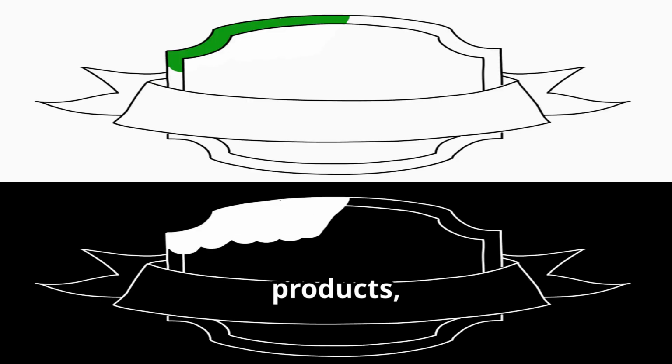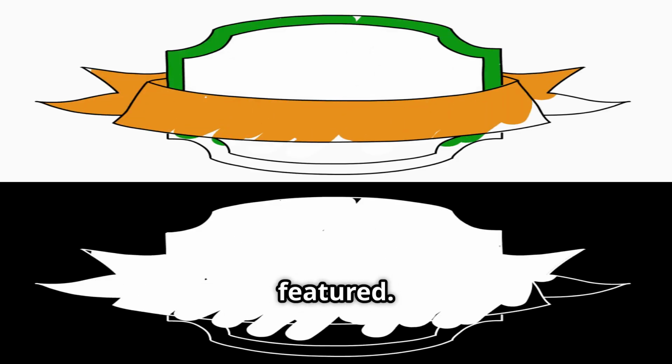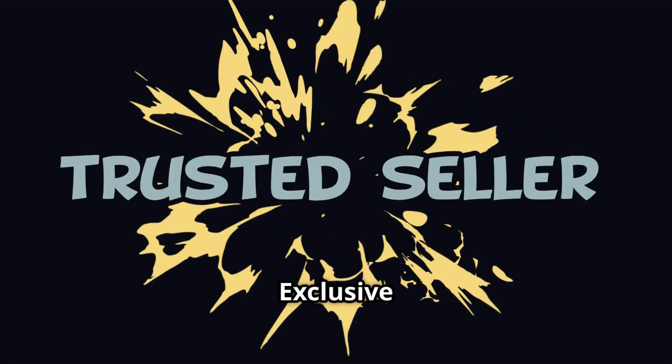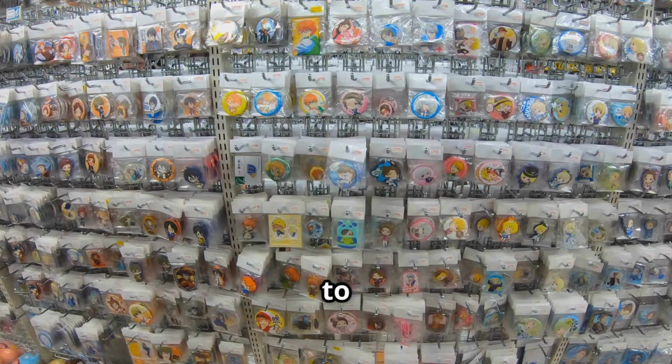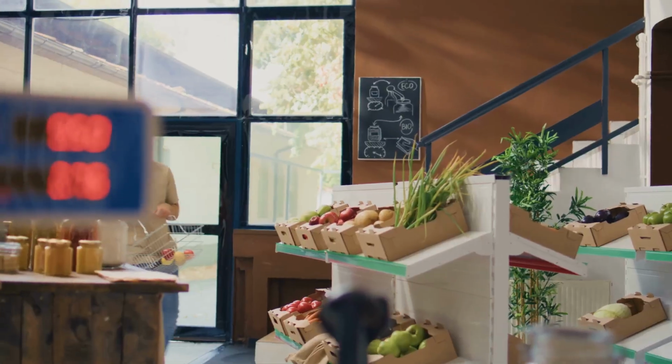Earned by publishing products, selling items, and being featured. Verified seller and exclusive to platform badges build trust. View your badges on your supplier dashboard. Start earning badges today to showcase your success.